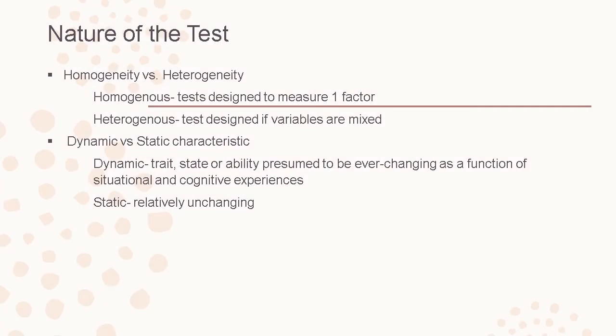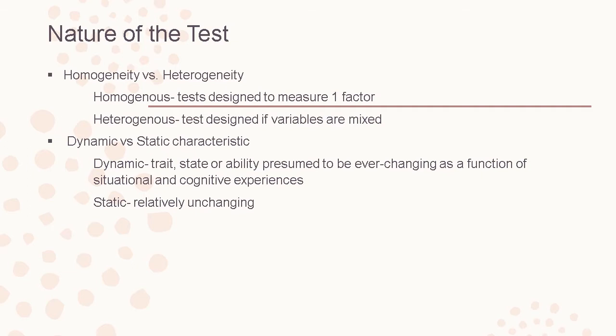Now let's move on to the nature of the test. Homogeneity versus heterogeneity. Homogeneous tests are designed to measure one factor. Homo means uniform throughout. These have a high degree of internal consistency. Heterogeneous tests are designed for when variables are mixed. Heterogeneous test estimates might be low.